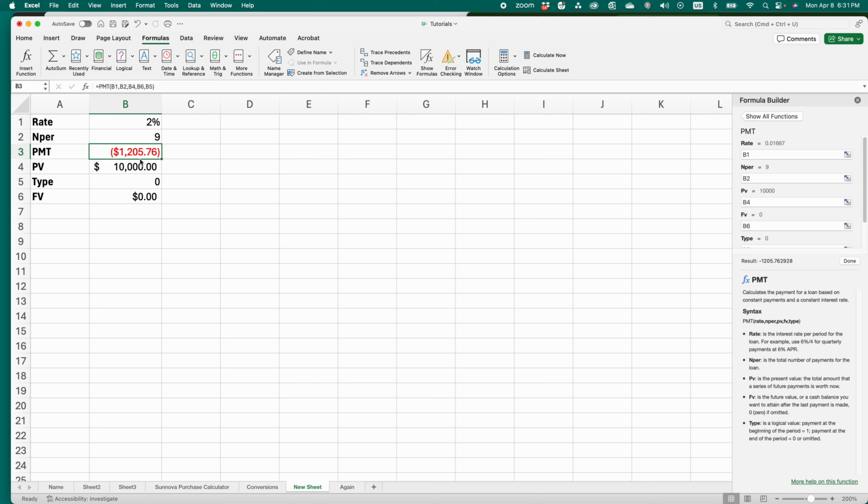So that is how you create a calculator to figure out how much you need to pay per month in order to pay off your credit card in a certain amount of time. You choose what time that is, but that's how you create the formula. And then that's the easy part. Now you've got to go out and earn the money so you can put $1,200 towards this credit card every month for 9 months. Hope that helped somebody.